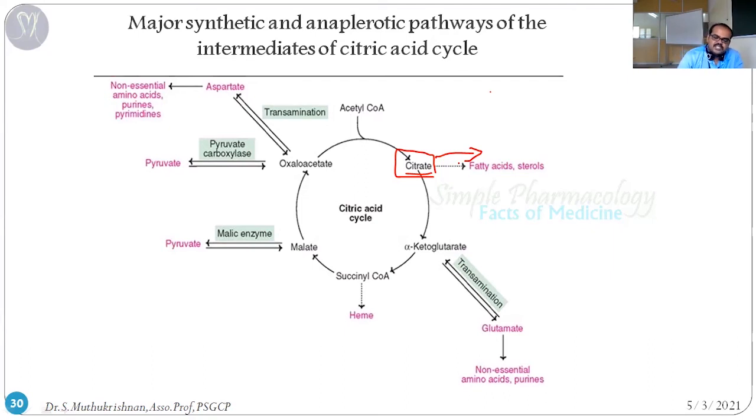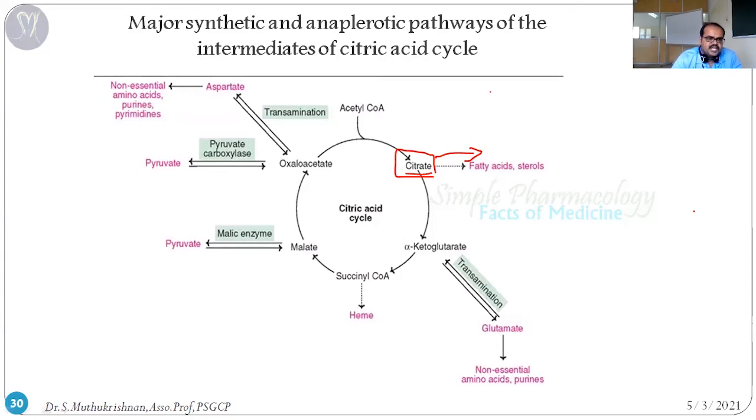The pyruvate formation is a back reaction from the malate. It is responsible for the gluconeogenesis process. During gluconeogenesis, glucose is synthesized from non-carbohydrate material. So from the malate it's converted into pyruvate, and from the pyruvate it may enter the back process. Otherwise, the malate is converted into oxaloacetate.